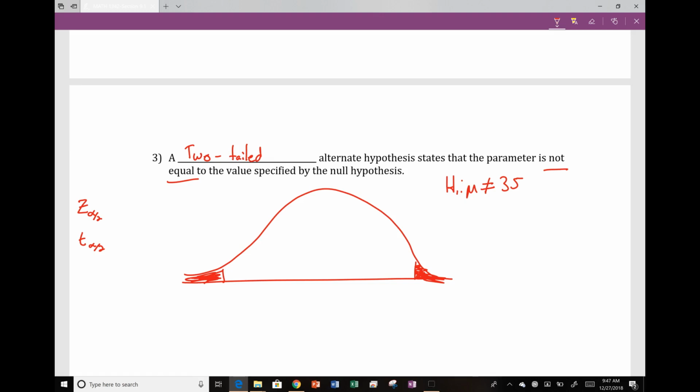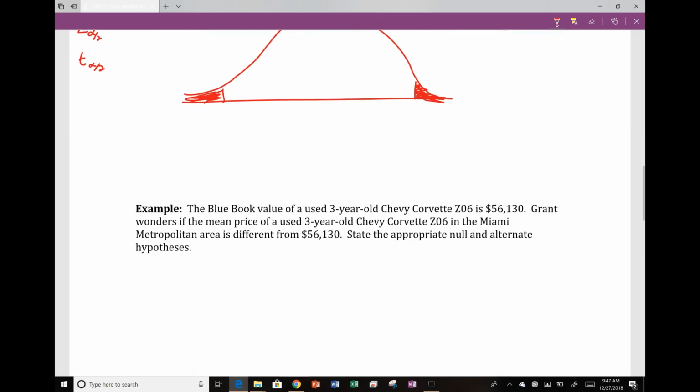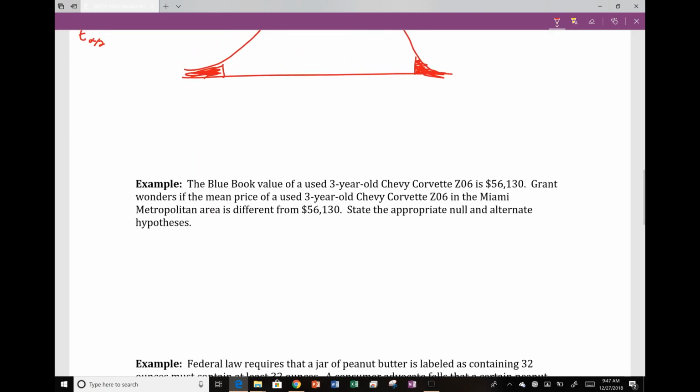So I want you to go through and identify. Let's look at a couple of examples first. So the Blue Book value of a used 3-year-old Chevy Corvette Z06 is $56,130. Grant wonders if the mean price of a used 3-year-old Chevy Corvette in the Miami metropolitan area is different from $56,130. State the appropriate null and alternative hypotheses.